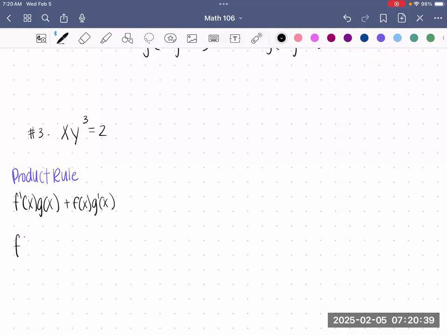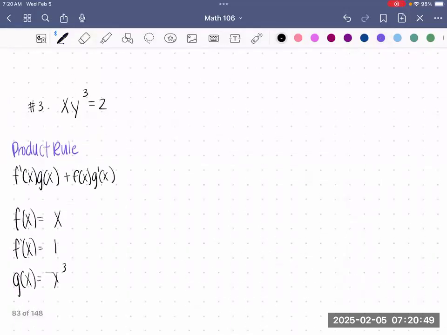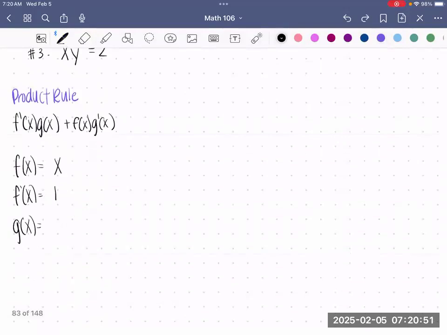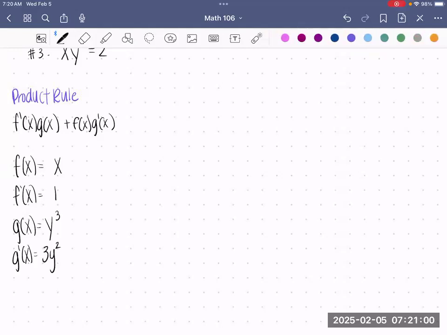So in our case, what is one of your f of x's? Well, that would just be x. Let's go ahead and derive x. G of x can be your other variable, y. Go ahead and derive y. 3y squared. And again, you finished deriving y, we need to add dy dx.